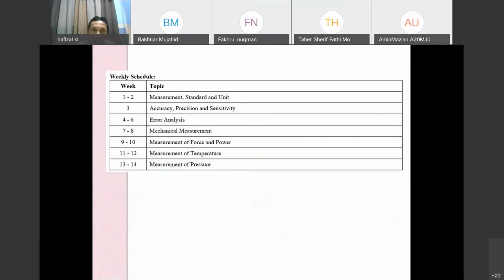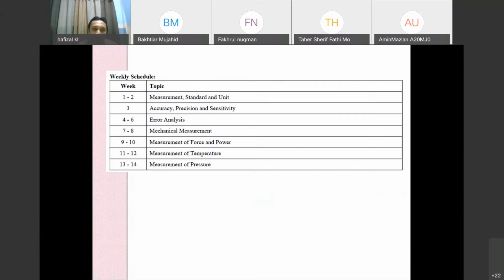And then for the weekly schedule, we have week number 1 until week number 14. Along the way, we will cover several chapters related to measurement: standard unit, accuracy, precision, and sensitivity. That is chapter number 2, and then 2 weeks. For 3 weeks, we will cover weeks 4, 5, and 6: error and analysis. There are several techniques that can be used to calculate the error, and also related to the statistical analysis.